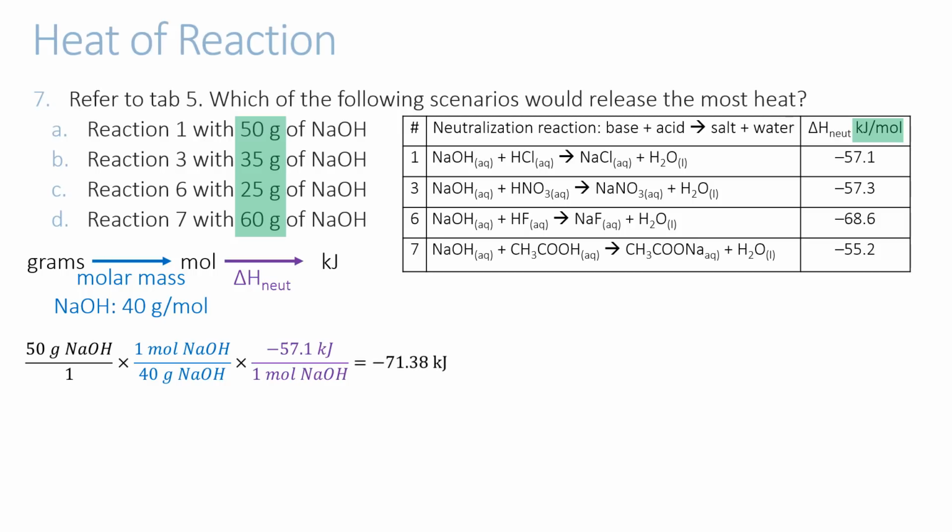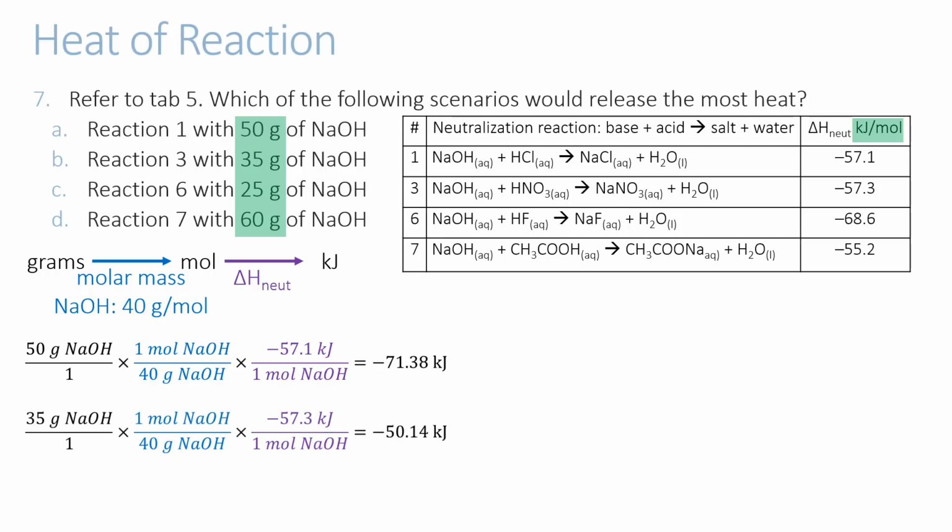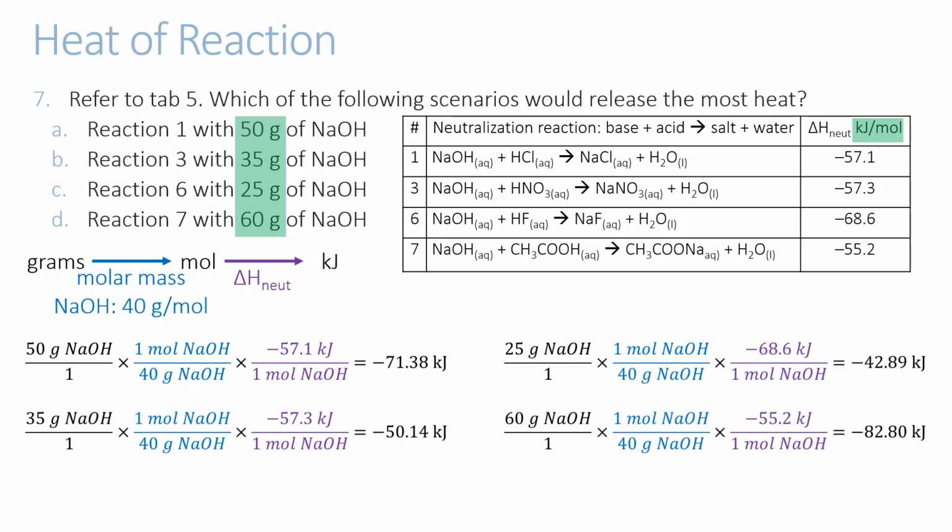I'm going to need to repeat this calculation for all 4 options. So I did all of these calculations the same way. I took grams to moles to kilojoules. And the one that produces the most heat, that gives off the most heat, these are all negative numbers because this reaction is exothermic. The one with the most is option D, which is the 60 grams of NaOH.